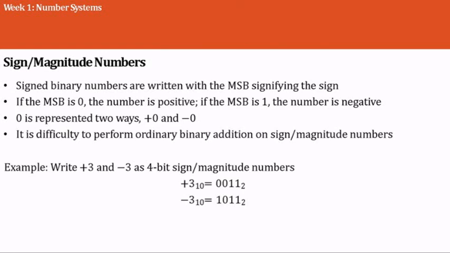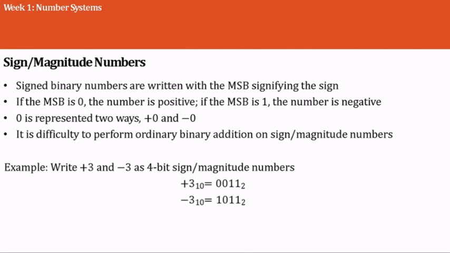So 0 is represented in two ways, positive and negative. There is a difficulty in performing ordinary binary addition on signed magnitude numbers, so let's look at this example. Let's say we have 3. We have positive 3 and we have negative 3. Let's look at the equivalent of positive 3 and negative 3 in binary.